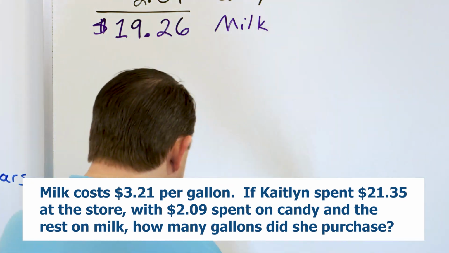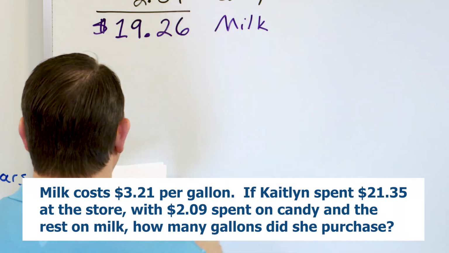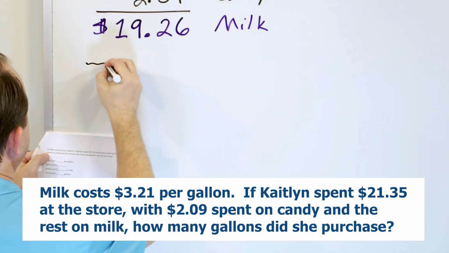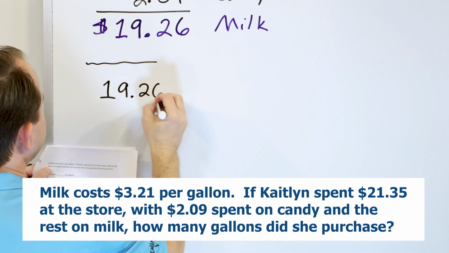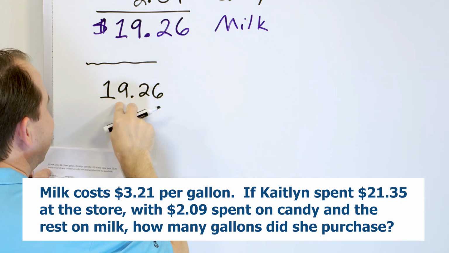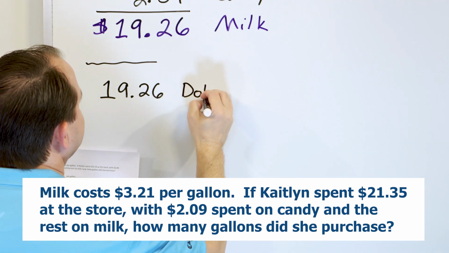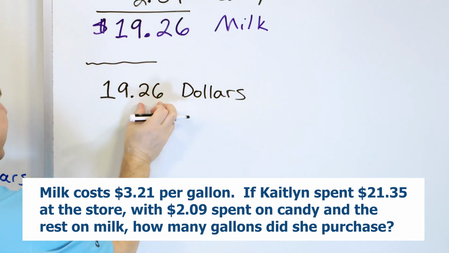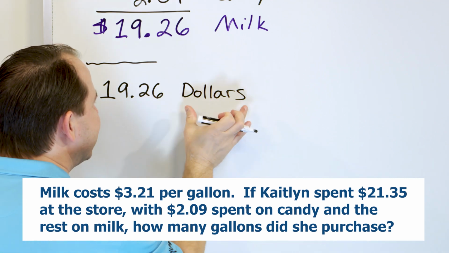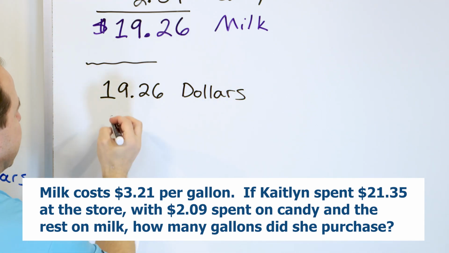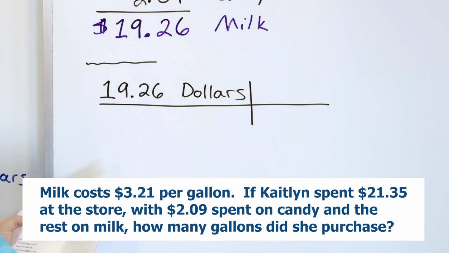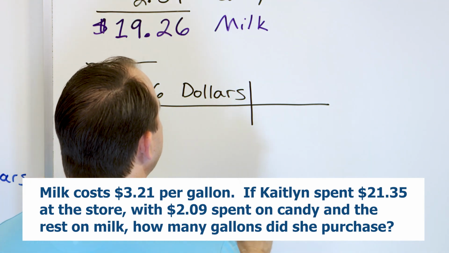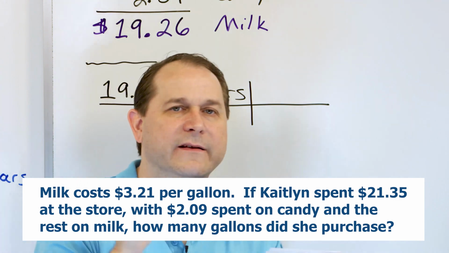If you don't know, then we're going to write it down in a table and we're going to figure it out. We're going to write down, first of all, that we spent $19.26. So I'm going to write this as $19.26. Yes, I know it's dollars and cents, but really it's $19.26. That's the way to write it and really kind of keep it simple. That's how much money she spent. And then it says in the problem that milk costs $3.21 per gallon. So we want to come up with gallons. How many gallons did she purchase?